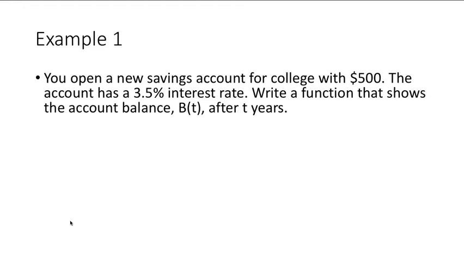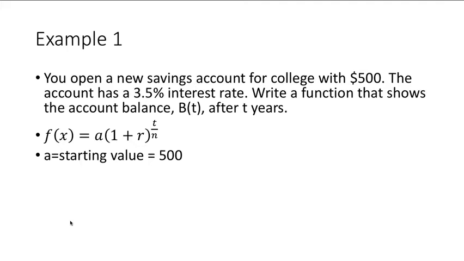So for the type of equation we'll use, we see that we have a 3.5% interest rate, which means we're going to want to use the f of x equals a times 1 plus r to the t over n. When you get interest back in a savings account, that's always interest added in, so your account will be increasing over time. So our a, or our initial value, is going to be our $500. The r, which is the growth rate, is 3.5%, but we need to turn that into the decimal. So we divide it by 100 to get 0.035.